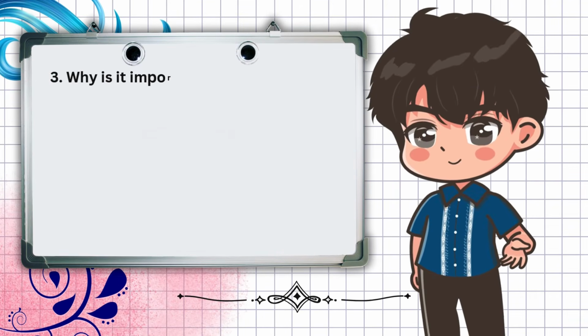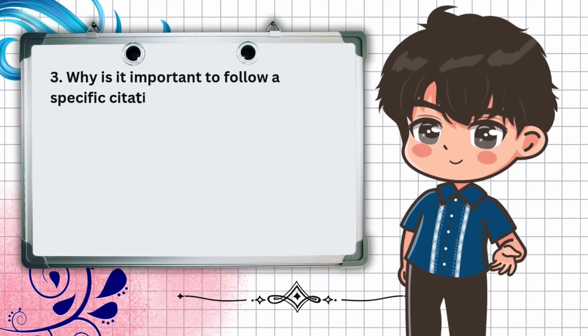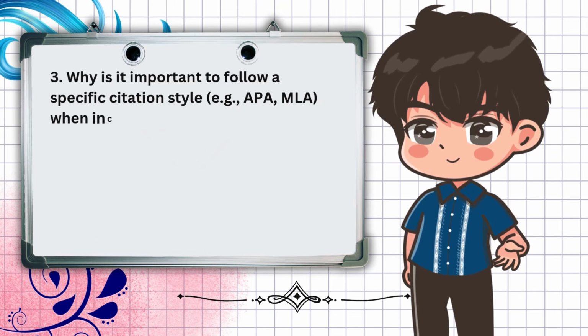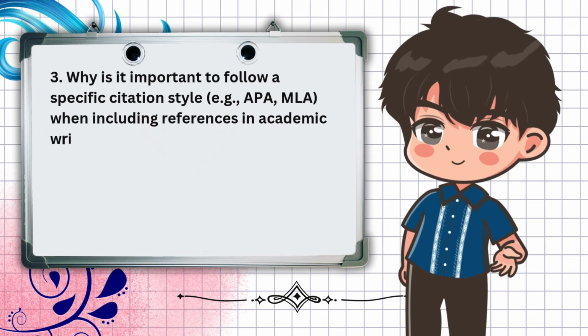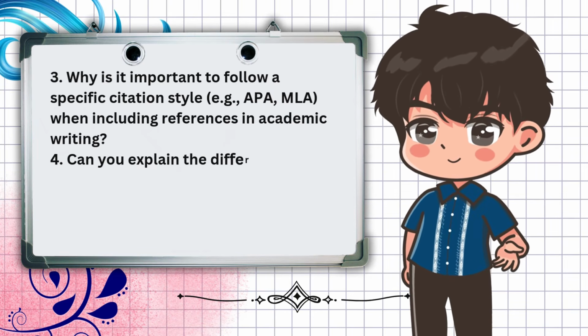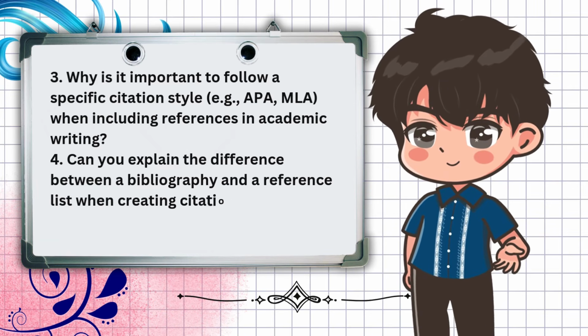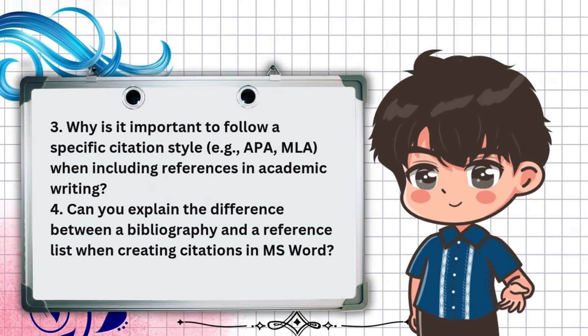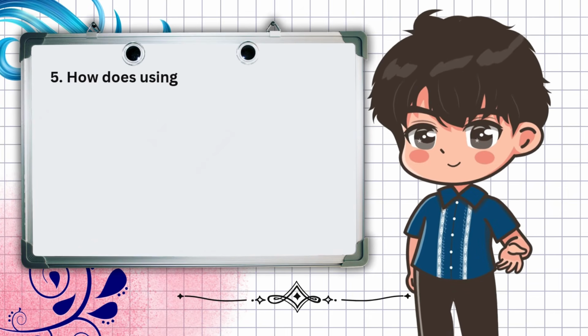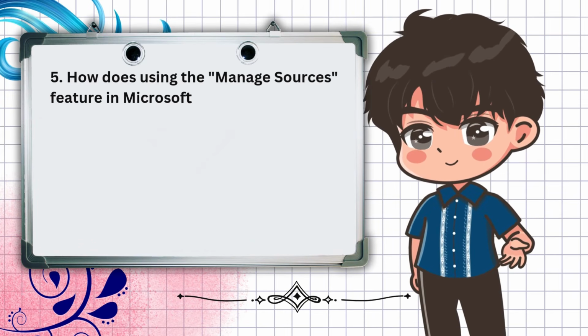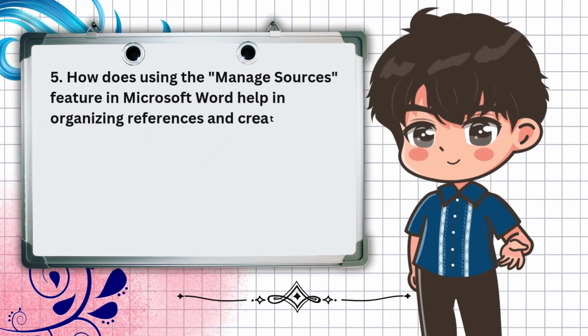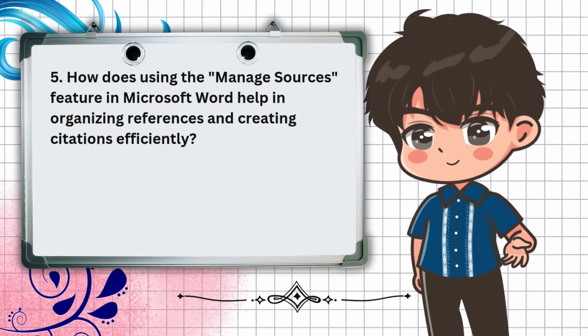Why is it important to follow a specific citation style, e.g., APA, MLA, when including references in academic writing? And can you explain the difference between a bibliography and a reference list when creating citations in MS Word? And how does using the Manage Sources feature in Microsoft Word help in organizing references and creating citations efficiently?